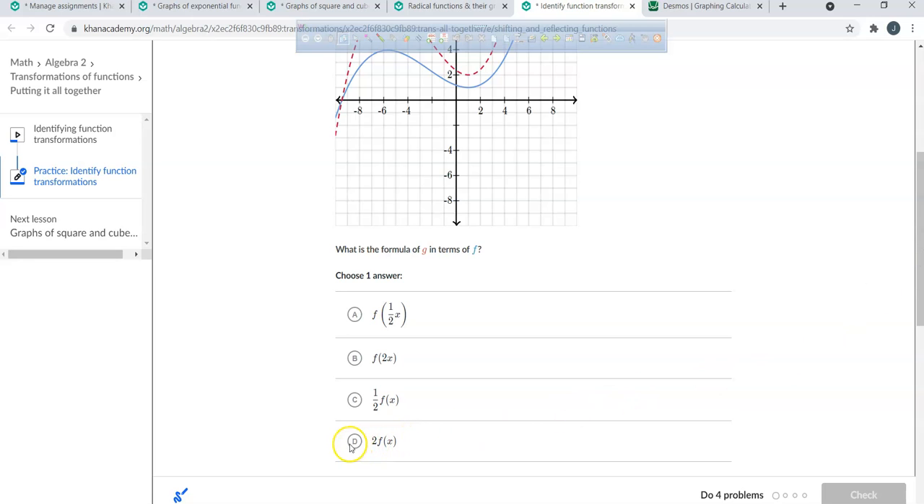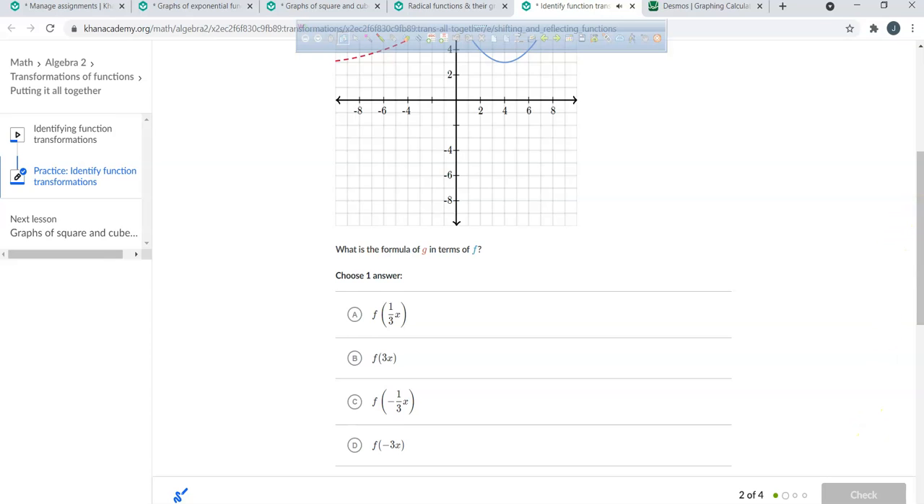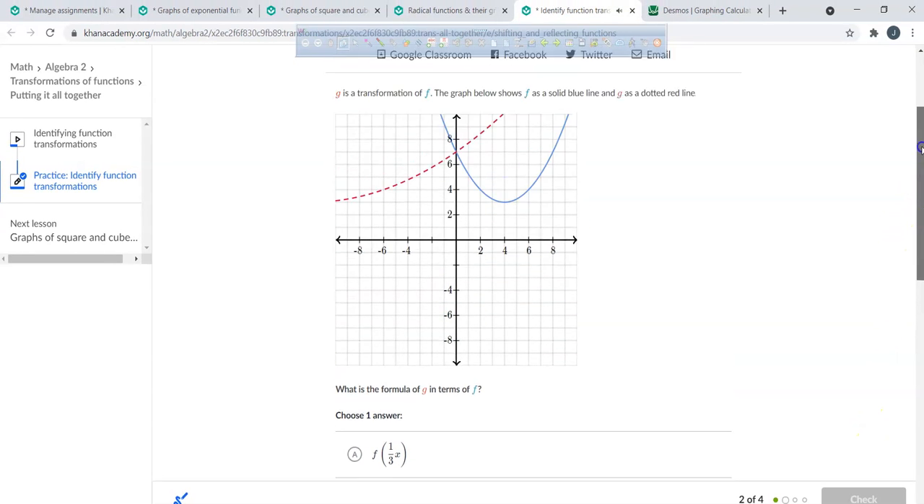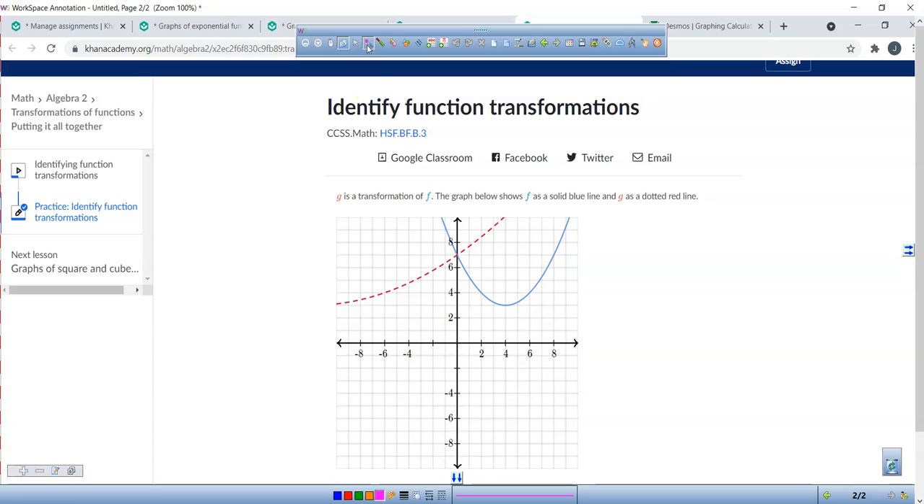So g of x is 2 times f of x. Okay, let's take a look at the next one. Whoa, interesting. All right, so this one's a little bit trickier.